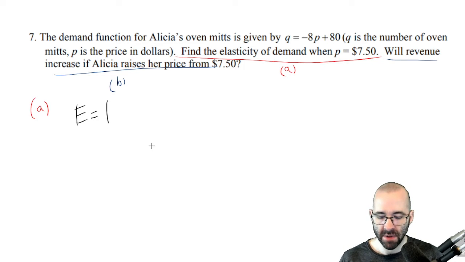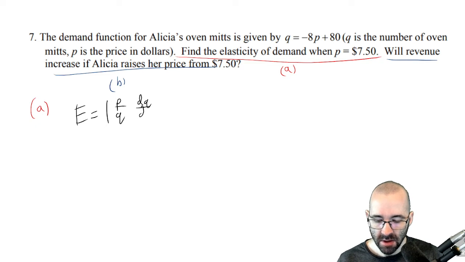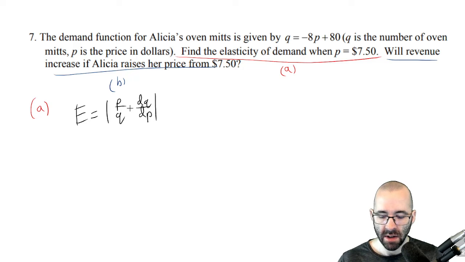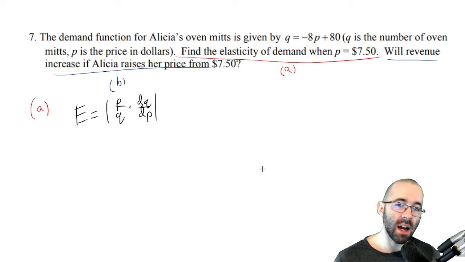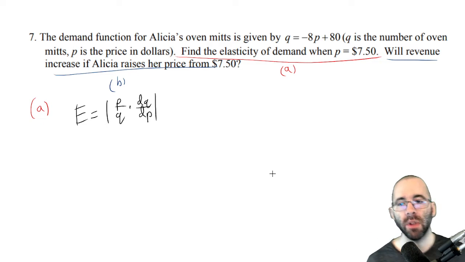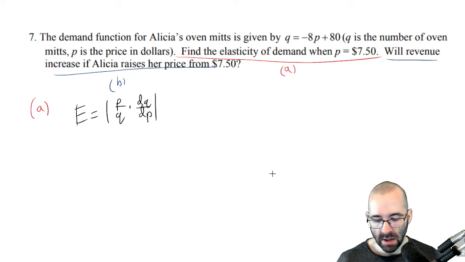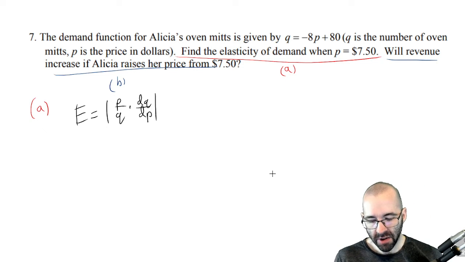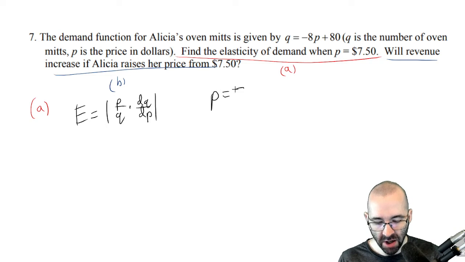We need the formula. It is P over Q times dQ/dP. Price over quantity times the derivative of quantity with respect to price. So let's find all those out. Our price, they told us that price is $7.50.